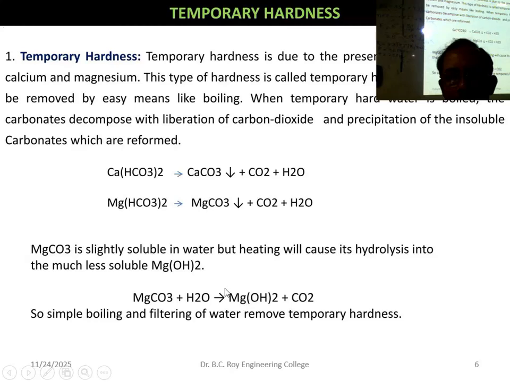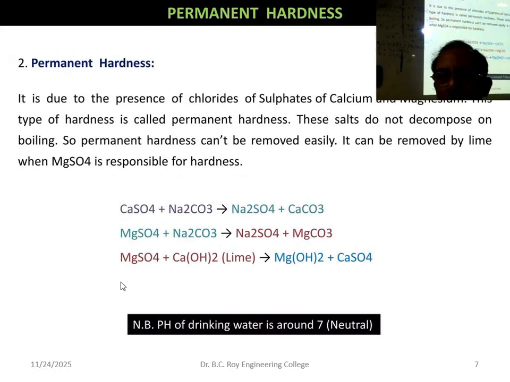Little bit of solubility there for magnesium hydroxide, so it will be dissolved to some extent. Magnesium carbonate is slightly soluble, but heating will cause its hydrolysis to the much less soluble magnesium hydroxide. So by the way, these are the different methods of removal.